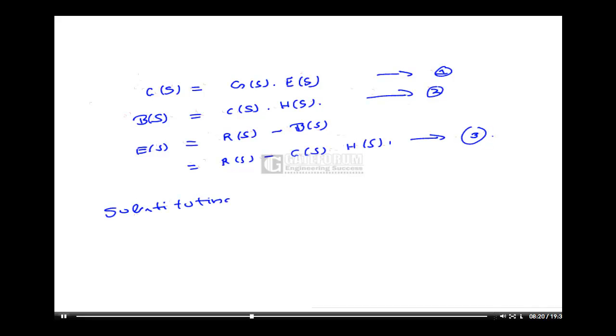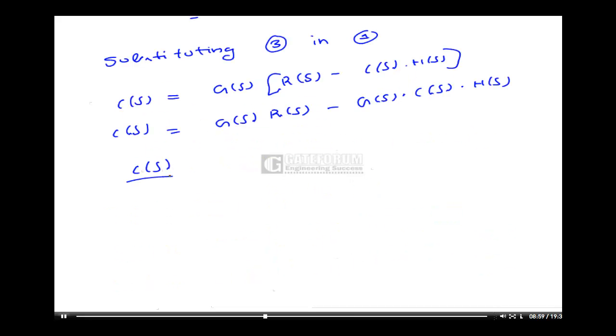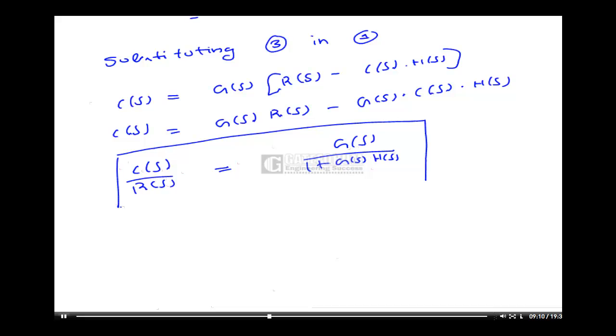Substituting 3 in 1, I get C(s) equal to G(s) multiplied by R(s) minus C(s) H(s). This will be G(s) into R(s) minus G(s) into C(s) into H(s) equal to C(s). Now, on manipulating this, I will have C(s) upon R(s) is equal to G(s) upon 1 plus G(s) H(s). So this is my overall transfer function for the basic negative feedback control system block.